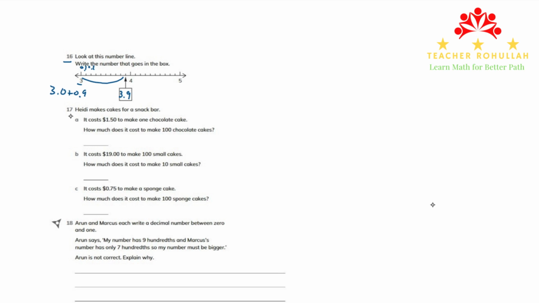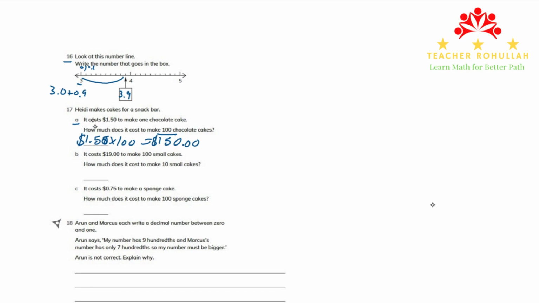In question number 17, it says, Heidi makes cakes for a snack bar. In part A, it says, it costs $1.50 to make one chocolate cake. How much does it cost to make 100 chocolate cakes? $1.50 times 100 will give us $150. So to make 100 chocolate cakes, he needs $150.